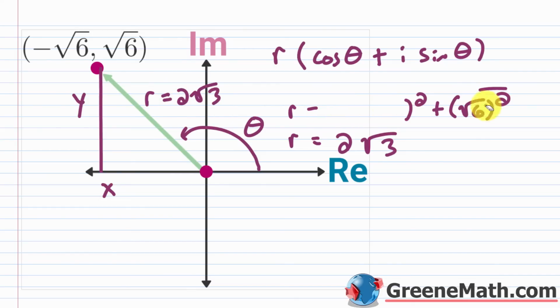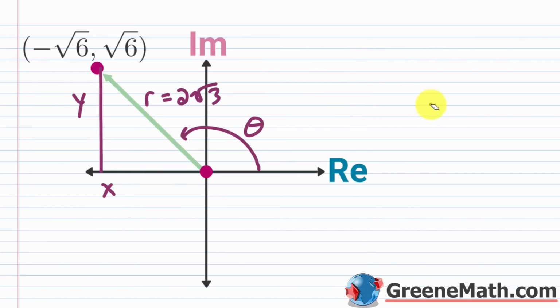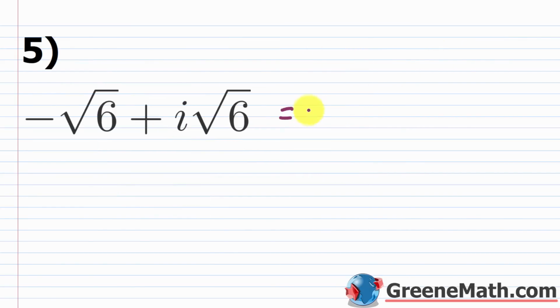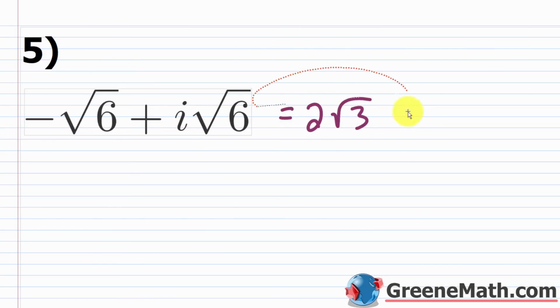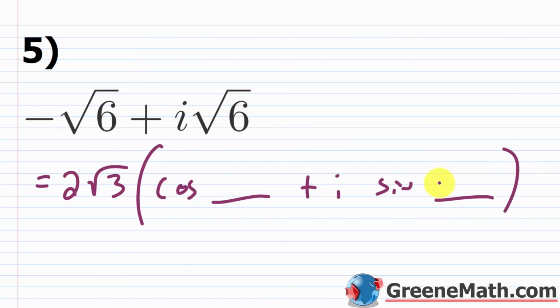Okay, let me get rid of this, and let me write 2 times square root of 3 here. And actually, I'm just going to temporarily get rid of this and erase this also. Come up here and put 2 times square root of 3, and actually maybe drag this down here and put these parentheses here. So we'll put cosine of blank, theta goes there, plus i times sine of blank. Okay, so we need to figure out what is theta.